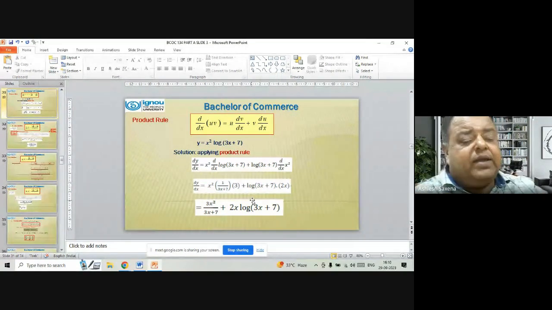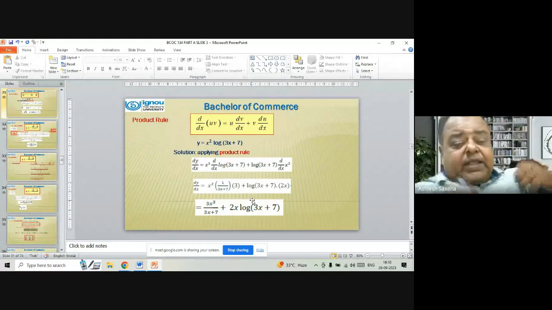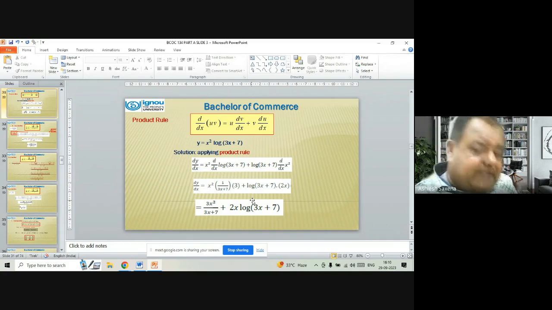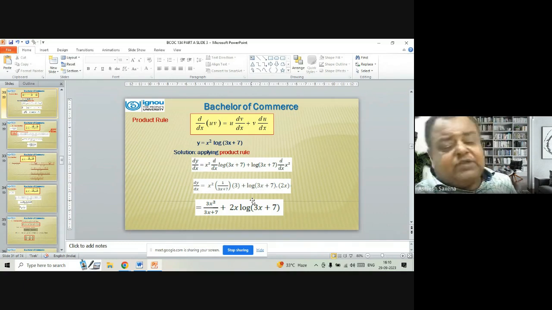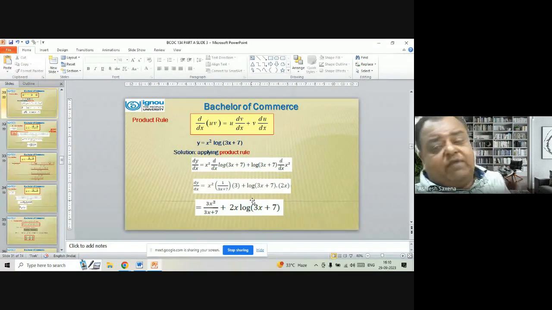Now we will be multiplying all these to simplify it. In the first part, we are going to get 3 into 1 is 3, 3 into x square is 3x square upon 3x plus 7. And in the second part, we will bring this 2x in front. So it will be 2x into log 3x plus 7. This is the derivative of the function.